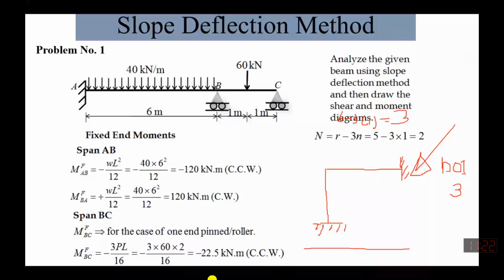If I enhance this structure and I add one more member over here and there is one more fixity, so what will be its degree of indeterminacy right now? अब इसकी degree of indeterminacy कितनी होगी? सर अब 6 हो जाएगी. 6 हो जाएगी जी.